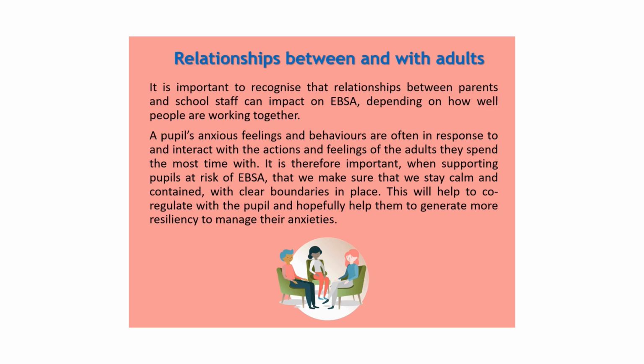Relationships between and with adults. It's important to recognise that relationships between parents and school staff can impact on EBSA, depending on how well people are working together. A pupil's anxious feelings and behaviours are often in response to and interact with the actions and feelings of the adults they spend most time with. It is therefore important, when supporting pupils at risk of EBSA, that we make sure that we stay calm and contained, with clear boundaries in place. This will help to co-regulate with the pupil and hopefully help them to generate more resiliency to manage their anxieties.